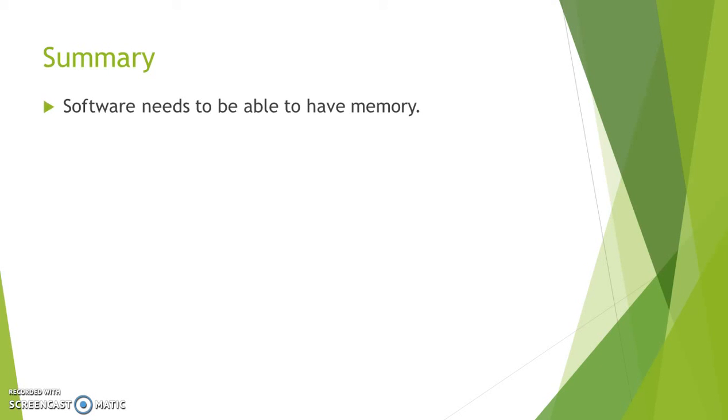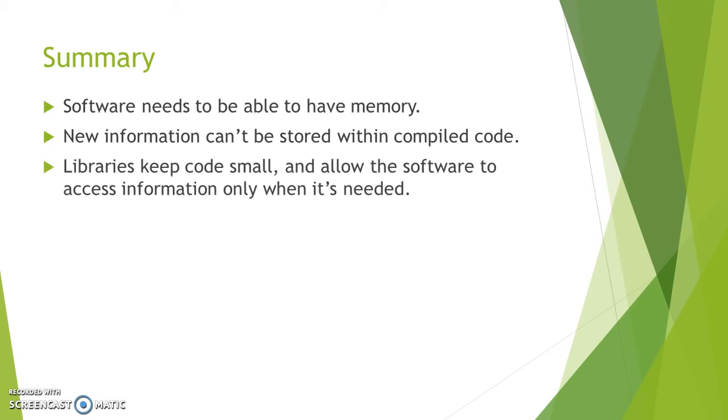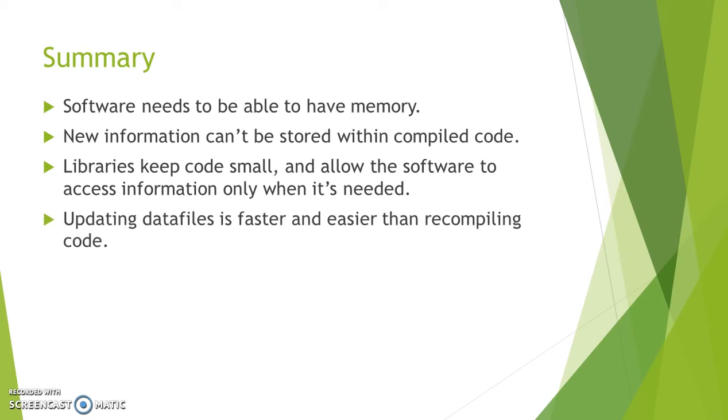Alright, so to summarize, many pieces of software need to be able to have memory. We can't store new information inside compiled code. When the application shuts down, it loses the results of our session. We can use libraries to keep our code small and to allow our software to access information only when it's needed. And updating data files is faster and easier than recompiling and debugging our code every time we make a small change to some information.